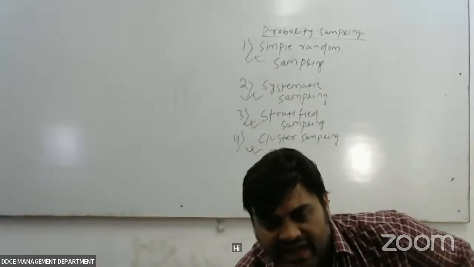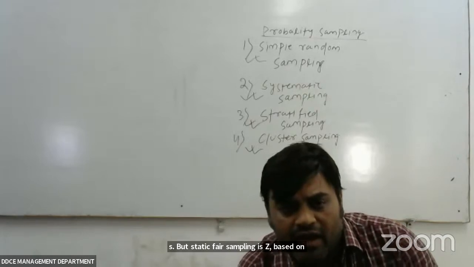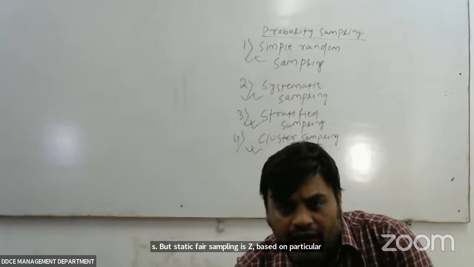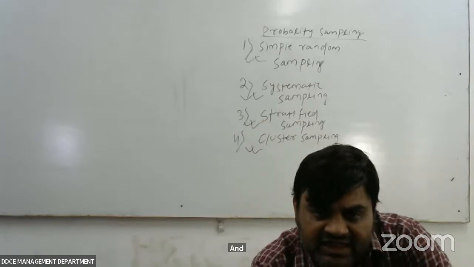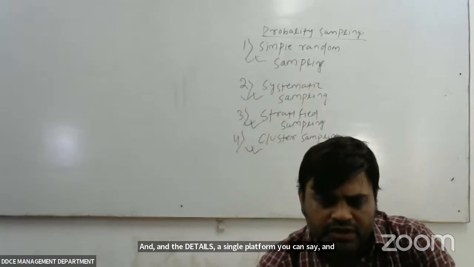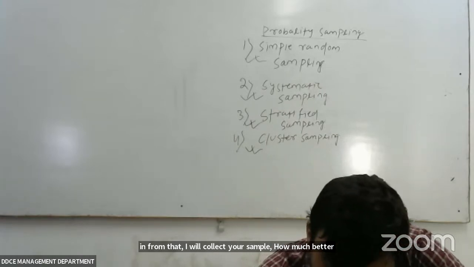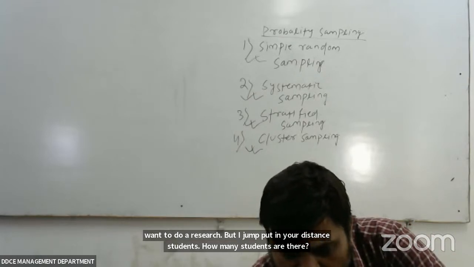But stratified sampling is generally based on particular attributes. Based on those attributes, I will divide my population, and each division is known as a stratum. From that stratum, I will collect the sample randomly. Suppose I want to do research, for example, on your distance students. How many students are there? I think 400 students are there.